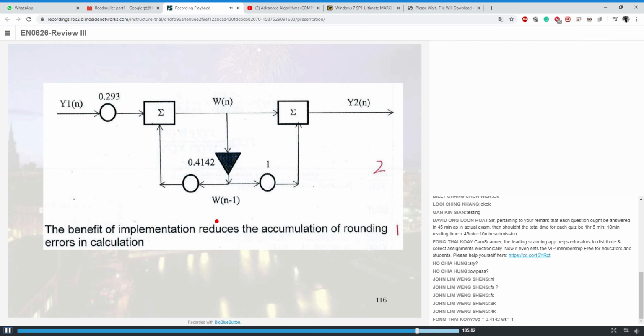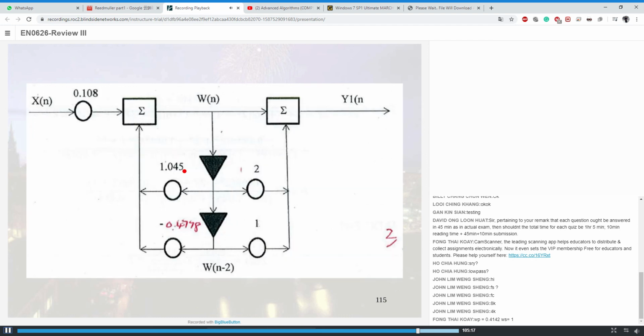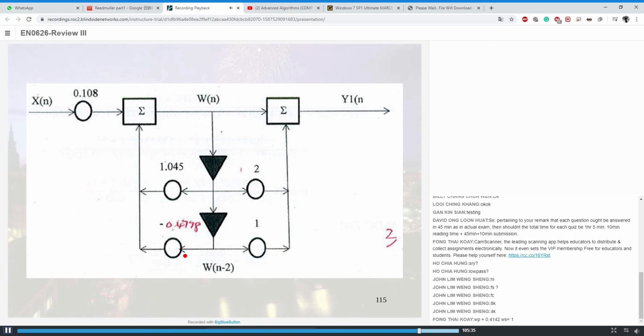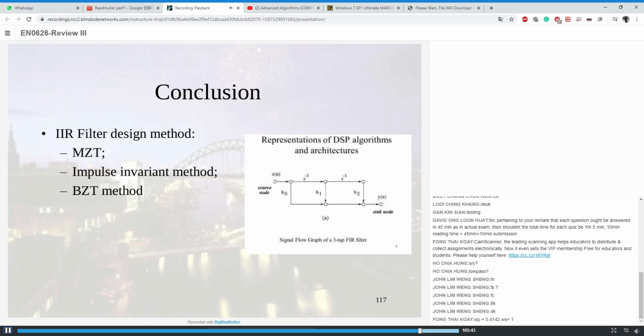Then the benefit actually is reducing the accumulation of rounding errors, because if you have a very long series of delays, compared to separating it in a cascade way, this will give you better rounding error control. You have the reduction of the accumulation, why accumulation? Because there's always a feedback. The feedback always gives you things that accumulate the error. Okay, so I think that's all.